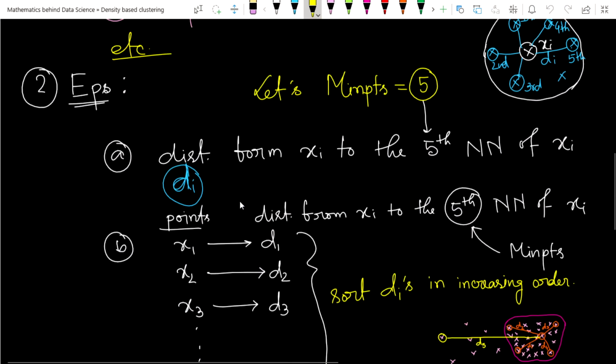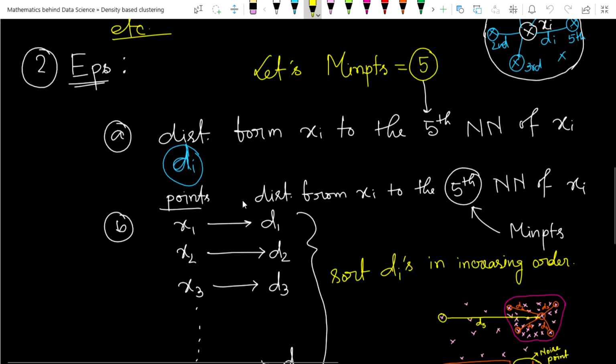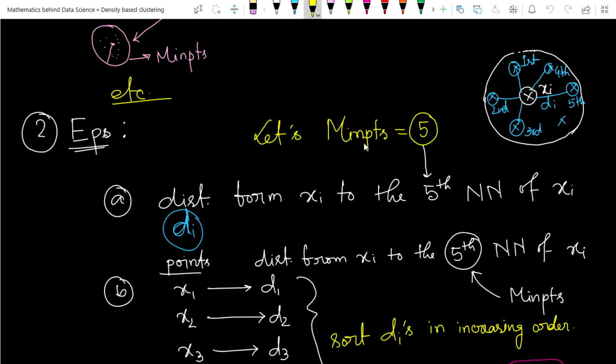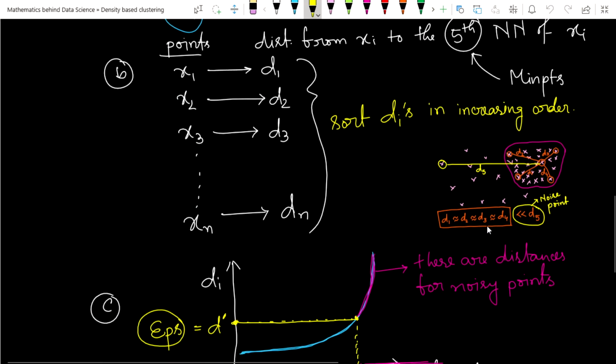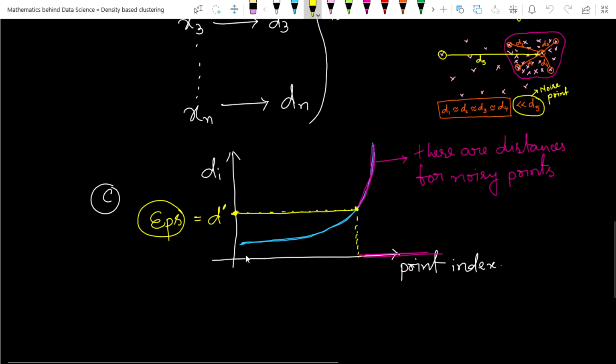Now, to find the hyperparameter epsilon, first we have to decide the value of min points. Based on this value, we find the distance from each point to its min-points-th nearest neighbor. Here we have taken min points equal to 5, so we find the distance from each point to its fifth nearest neighbor. Then we sort these distances in increasing order and plot them according to the point index.